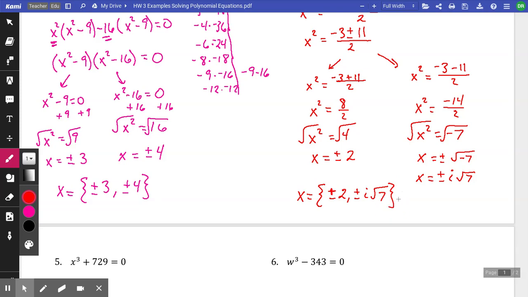Okay, and when you're typing in your answers on the computer, there should be a button at the bottom of your screen for a plus or minus sign.